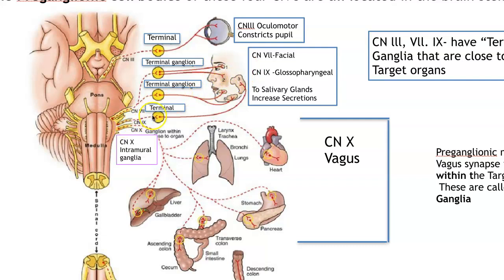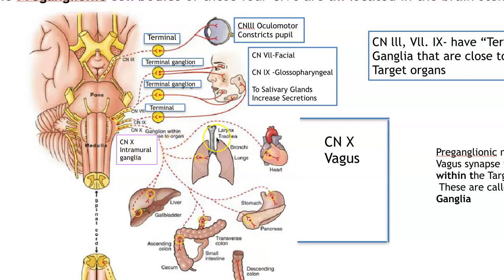Same thing with glossopharyngeal. Glossopharyngeal is going to take us to the tongue and pharynx area, so it's taking us close to where we want to go, which is another salivary gland. Same thing. It's going to synapse in these terminal ganglia that are close to their target organs. Remember, preganglionic axons, fibers, myelinated, postganglionic axons, unmyelinated. Not too bad, right? Then you get to cranial nerve 10.